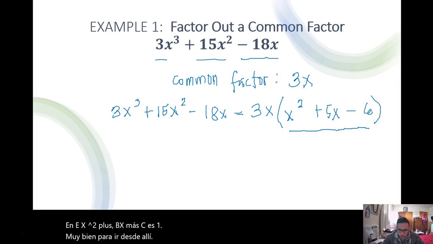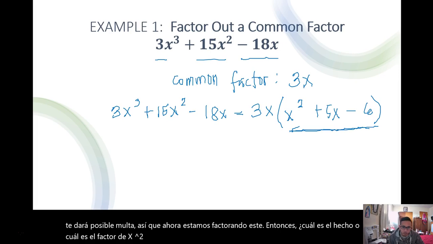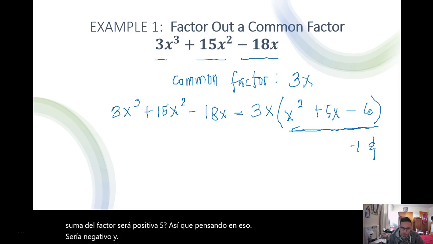Think of two numbers again that if you multiply will give you -6, and when you add will give you +5. So we are now factoring this one. What is the factor of x squared plus 5x minus 6? What are the factors of -6 whose sum will be +5? It would be -1 and +6, because 6 times -1 is -6, and 6 minus 1 is 5.